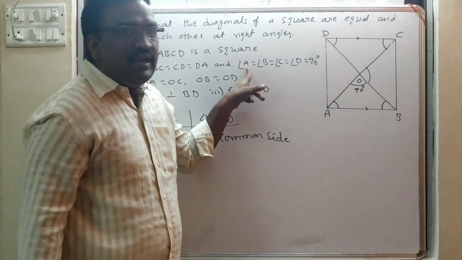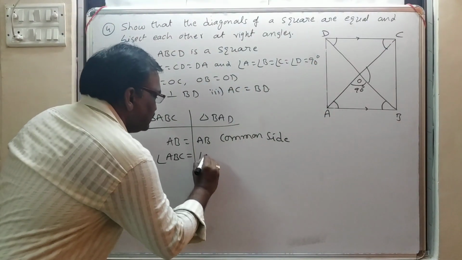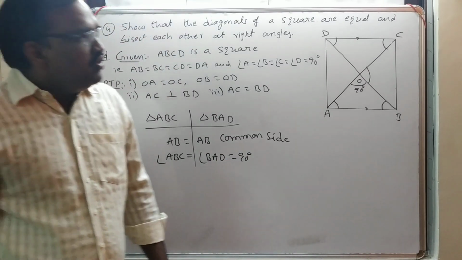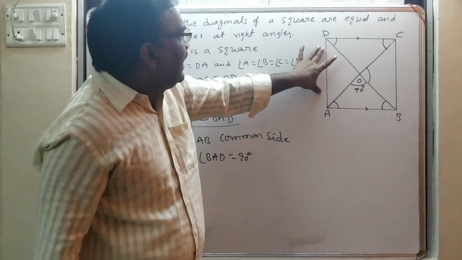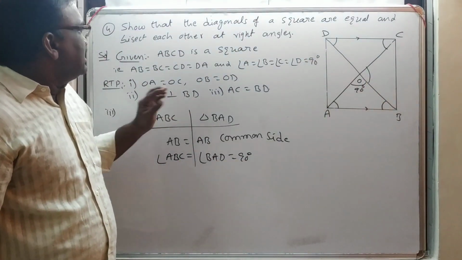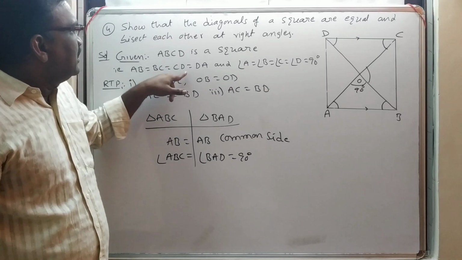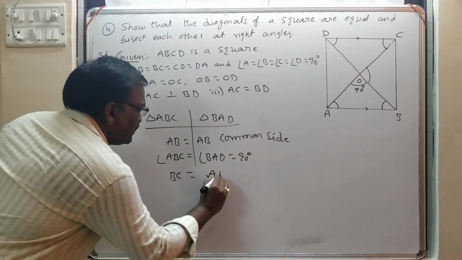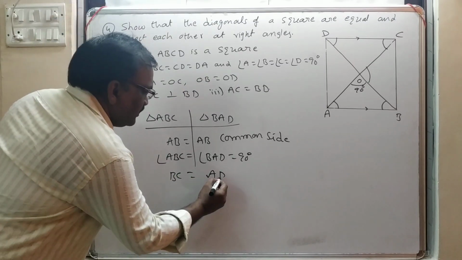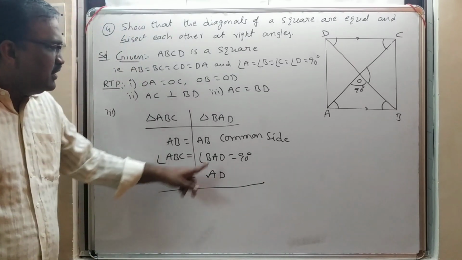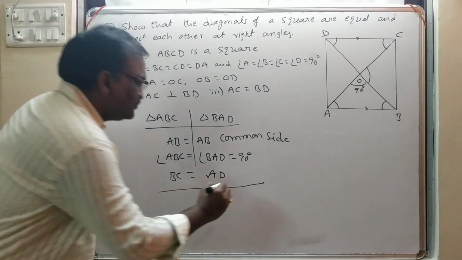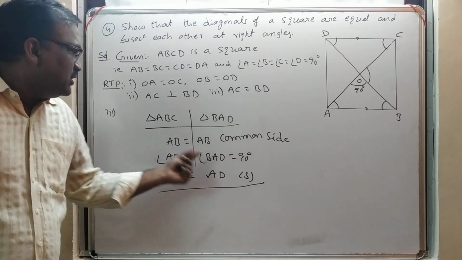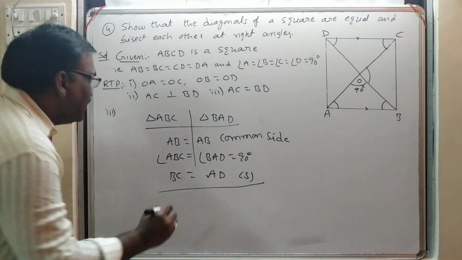Angle A is also 90 degrees. Angle BAD is 90 degrees. One more, BC is equal to AD. Already there. BC is equal to AD. See? Side, angle, side. By SAS congruency rule, these two triangles are congruent.